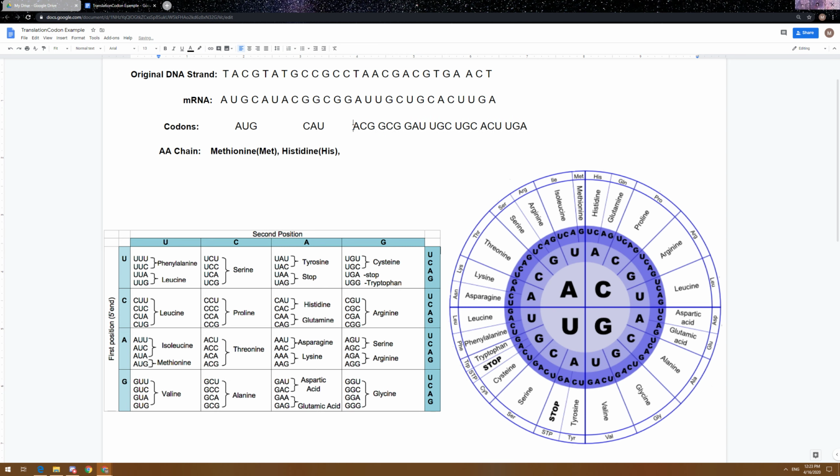Let's do the next one, ACG. So let's go back to the codon wheel. A in the middle, the big one. Next one is C. Next one is here. So A, C, and then G. G is right here. So threonine is our next one. I'm just going to use THR. So that was this one.